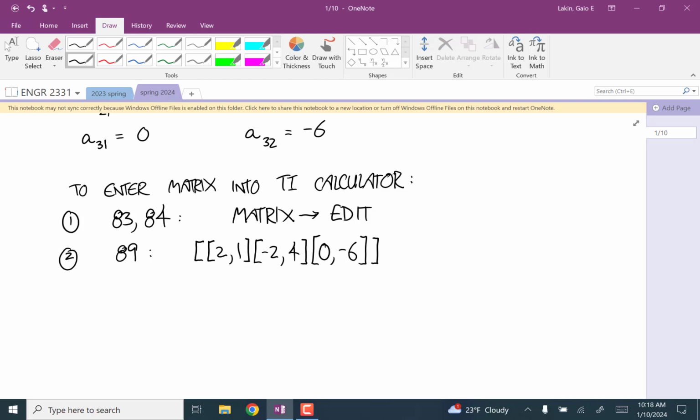Okay, a little quicker way to do it is a square bracket to say it's a matrix. And now use commas to separate elements along the row, and semicolons to go to a new row. Okay? Think of it as like the ding thing on an old typewriter, you know? That's the semicolon. So you go 2, 1, semicolon, -2, 4, semicolon, 0, -6, and then close the matrix.